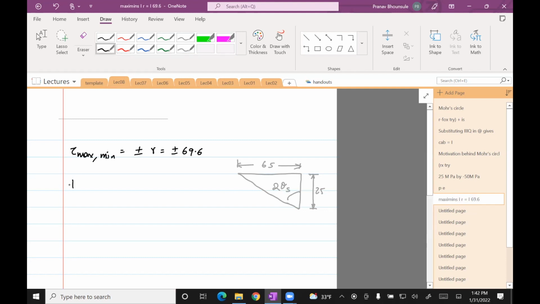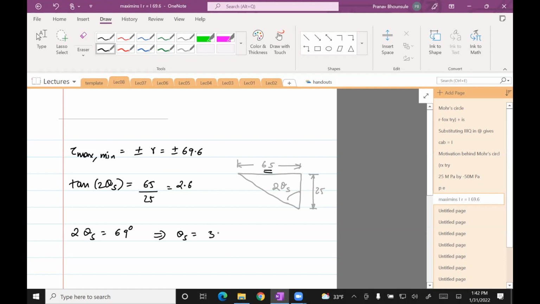Okay, so the formula is tan 2 theta s equals the opposite side, which is 65, divided by the adjacent side, which is 25. This comes out to be 2.6. If you do the inverse tan, then you get 2 theta s equals 69 degrees. So we want to find theta s. That's half of 69, which is 34.5 degrees.